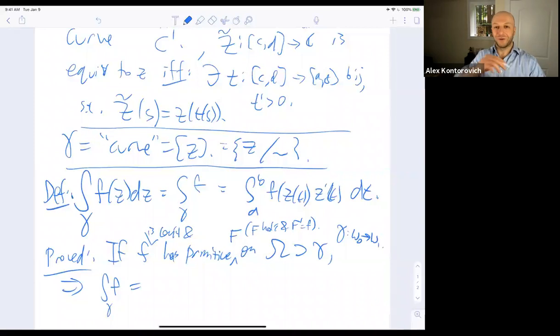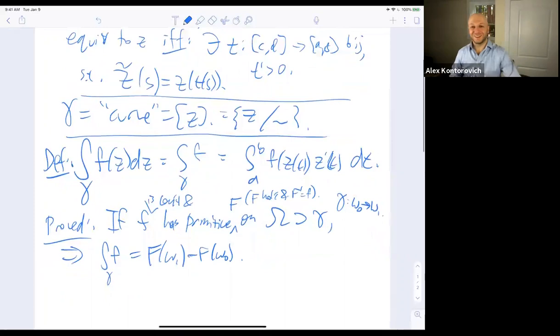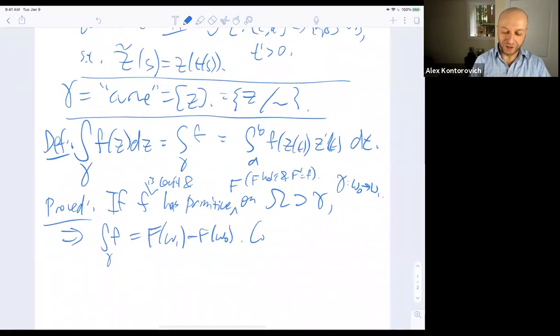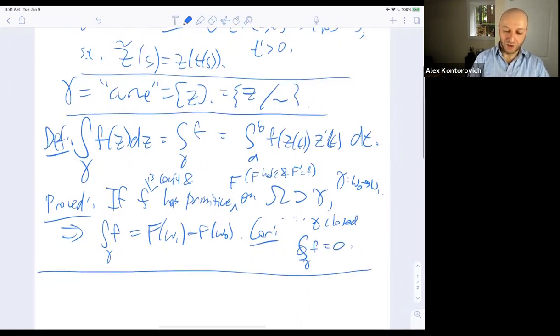Then how do you integrate over the curve? Just the fundamental theorem of calculus all together now. Okay, everybody's nodding. F of w1 minus F of w0. Some things are too stupid to answer, but I still hope we're all paying attention. Okay, and a corollary of that is, under all of these same conditions and gamma closed, the closed integral is 0. All right.